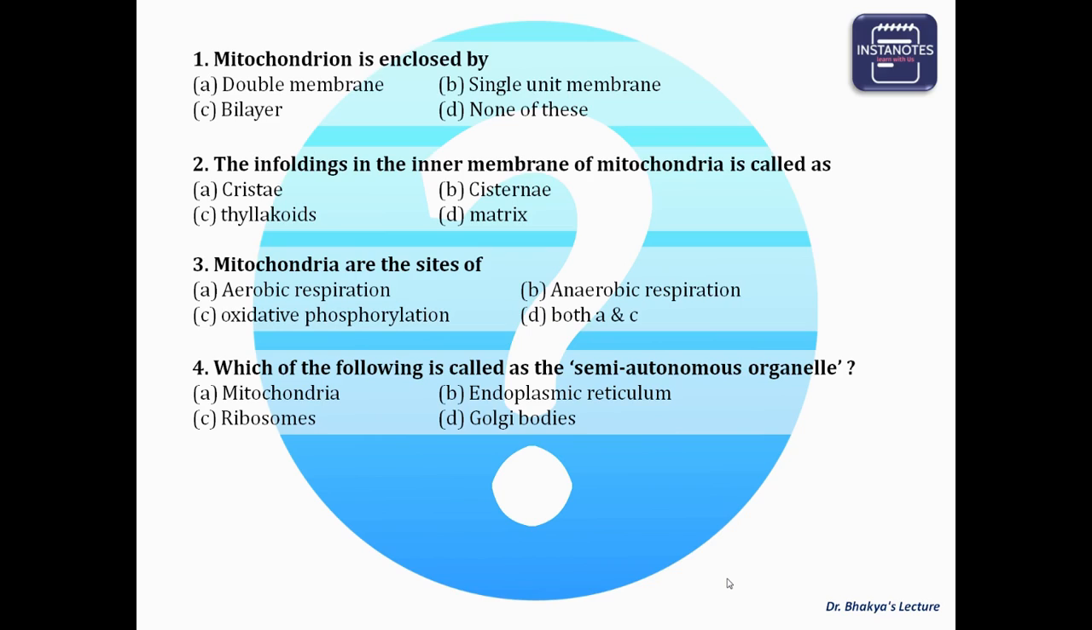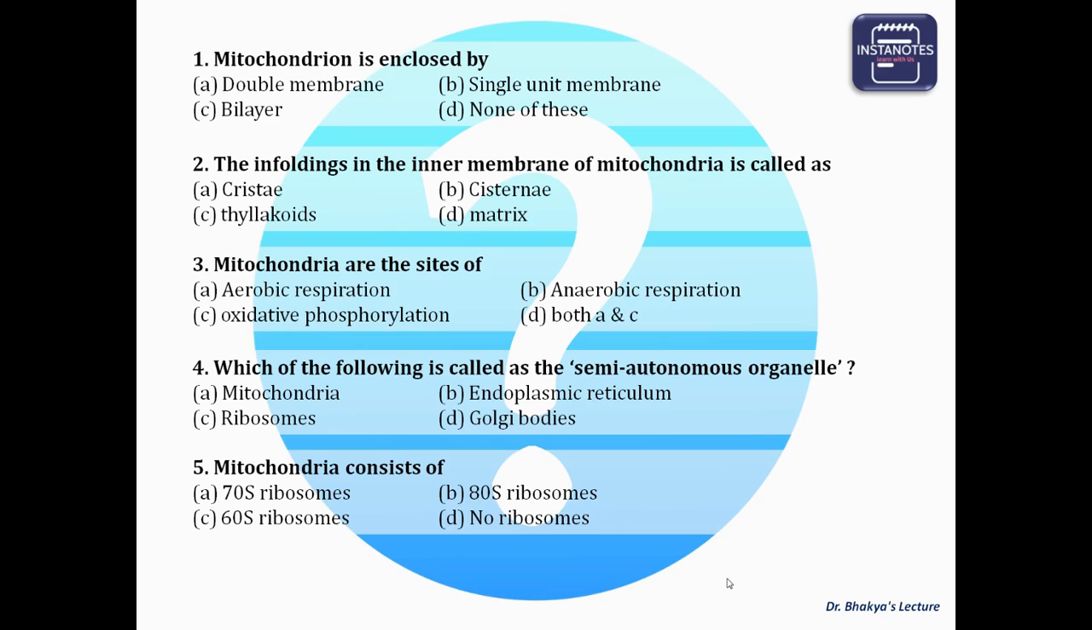Which of the following is called the semi-autonomous organelle? Yes, it is the mitochondria. Yet another organelle which is considered semi-autonomous is the chloroplast. So mitochondria and chloroplast. Mitochondria consist of, yes, since it has a single circular DNA, it has a 70S ribosomal unit in it.